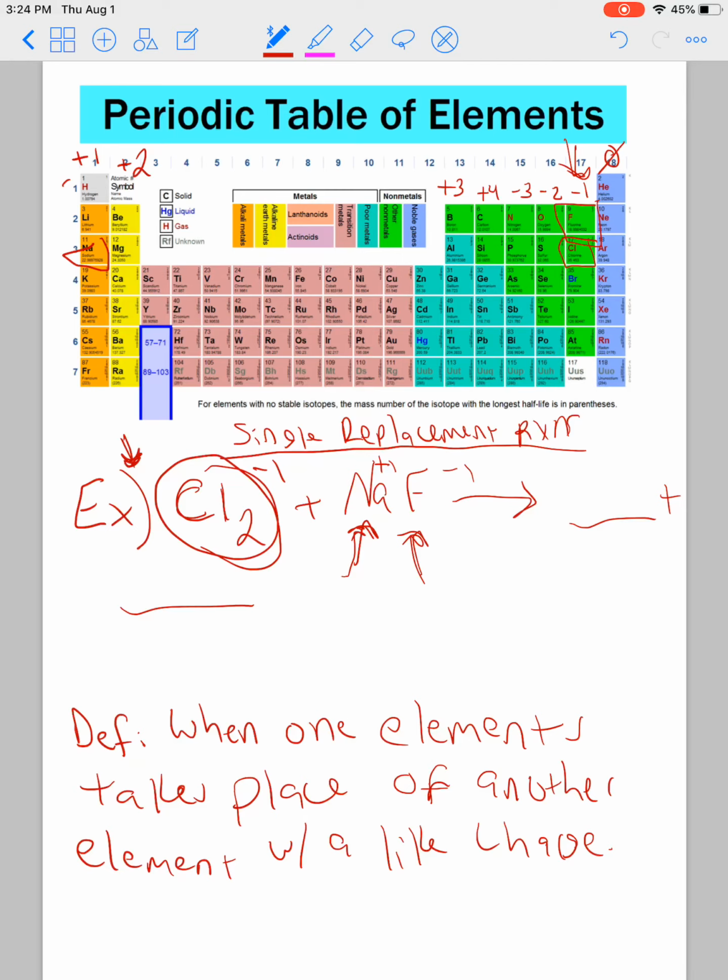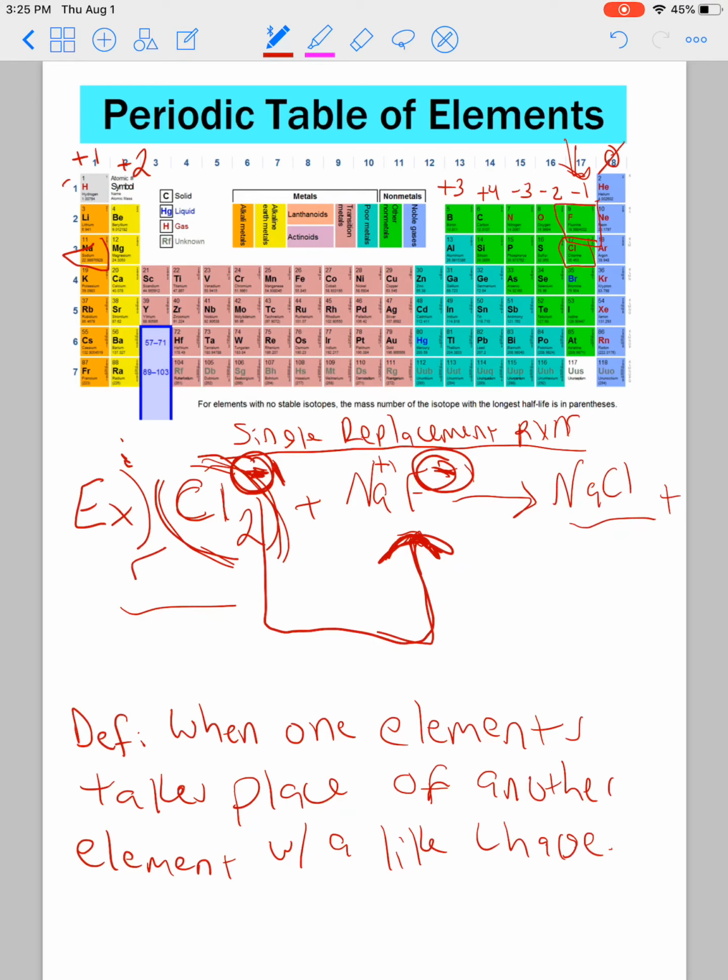So, in a single replacement reaction, if the element by itself has a negative charge, it's going to switch places with the element that has a negative charge. If this was a positive charge, it would switch places with the guy who has a positive charge. Okay? So, like charges switch places. So since chlorine does have a negative charge, he's going to swap places with fluorine because fluorine also has a negative charge. So that means that our products are going to be Na with Cl and then F by himself.